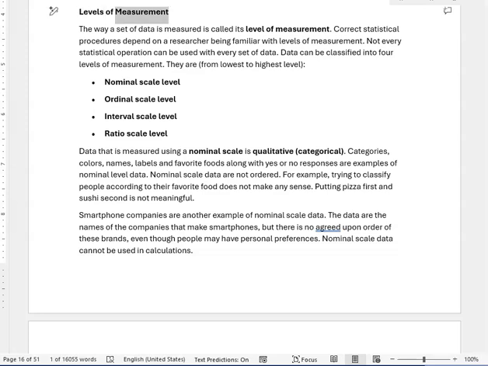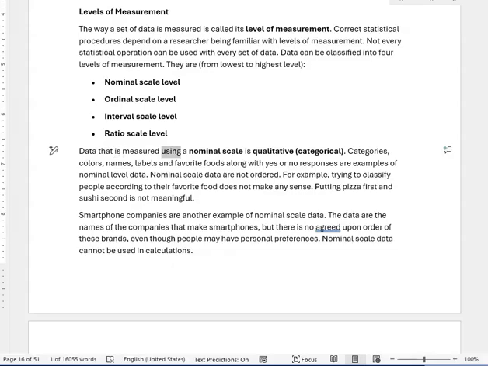Levels of measurement. The way a set of data is measured is called its level of measurement. Correct statistical procedures depend on a researcher being familiar with levels of measurement. Not every statistical operation can be used with every set of data. Data can be classified into 4 levels of measurement. They are from lowest to highest level: nominal scale level, ordinal scale level, interval scale level, ratio scale level.